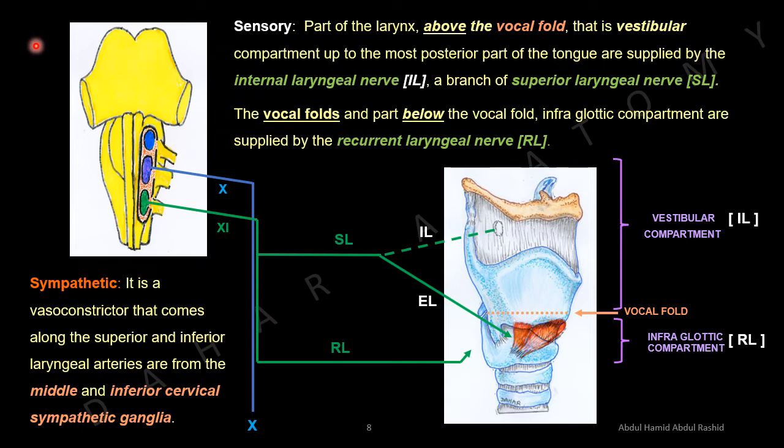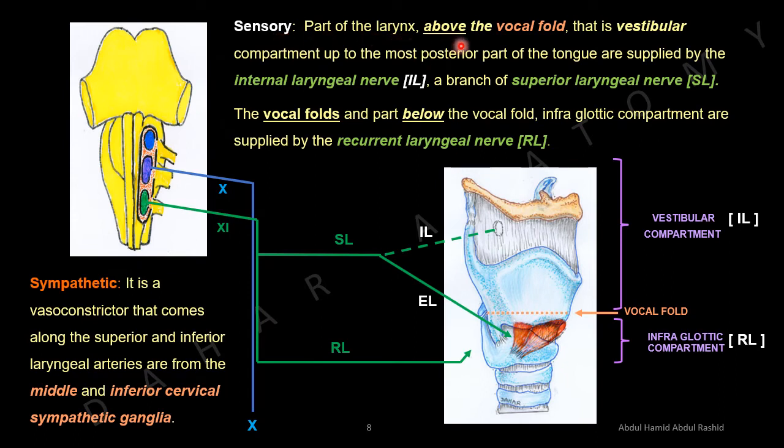Let's see the diagram again. This is recurrent laryngeal nerve. This is superior laryngeal nerve, which divides into external laryngeal, which supplies the cricothyroid muscles, and into internal laryngeal nerve, which goes through the thyrohyoid membrane and enters into the larynx. Now we are going to talk about the sensory supply of the larynx.